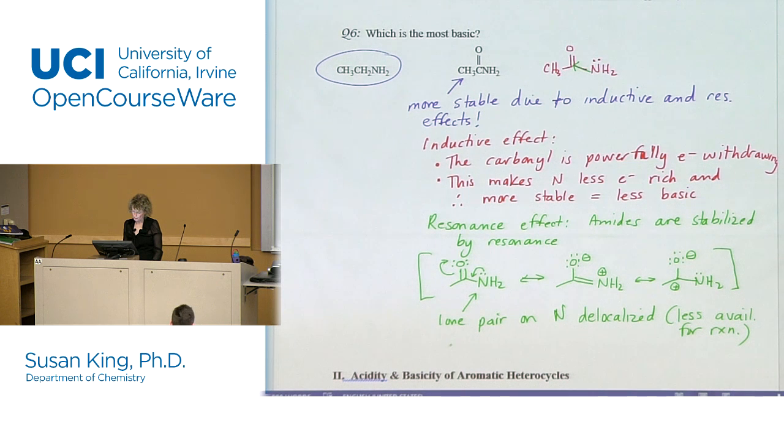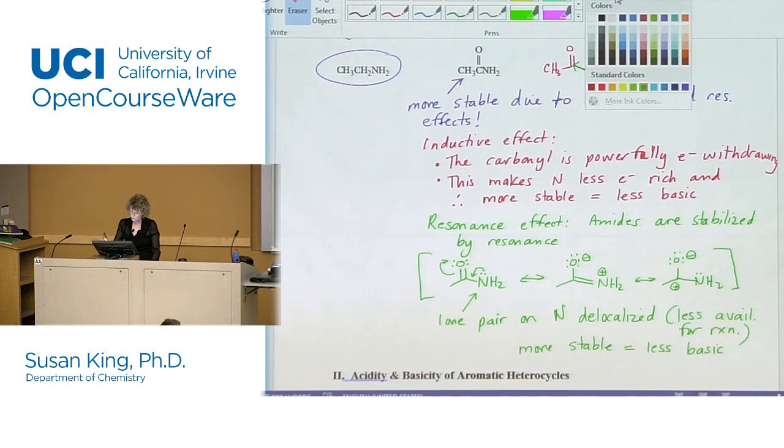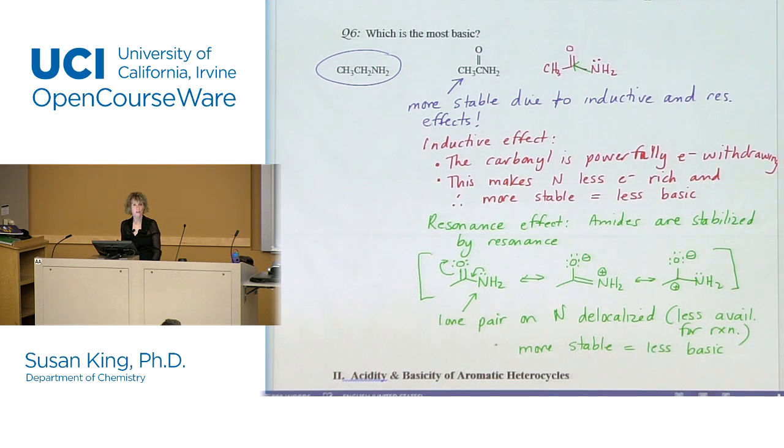So therefore, it's going to be more stable, and that equals less basic. Questions on number 6? Anybody?